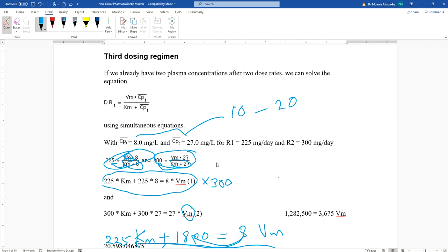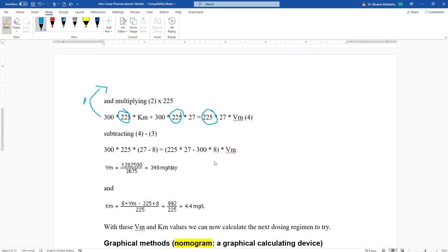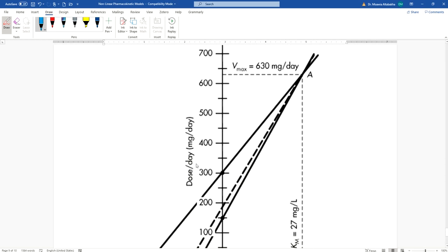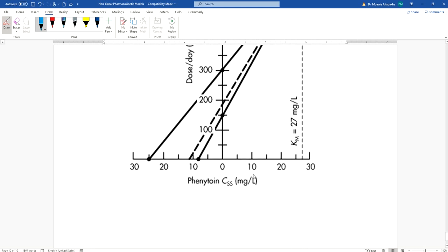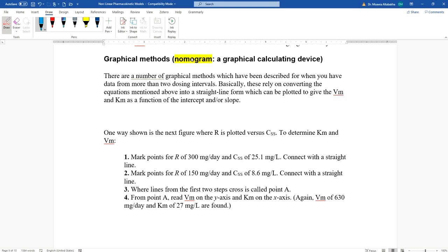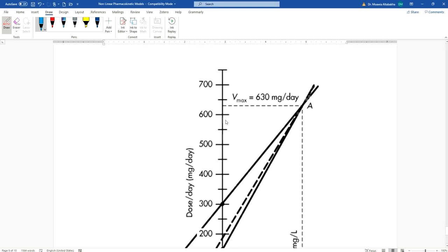If you have this information, you'll be able to calculate or determine the Km, determine Vm, and even determine the new dosing rate that will allow you to get your target concentration. It's a very easy and simple method. Look at this graph, which we call a nomogram, which is a graphical calculating device.